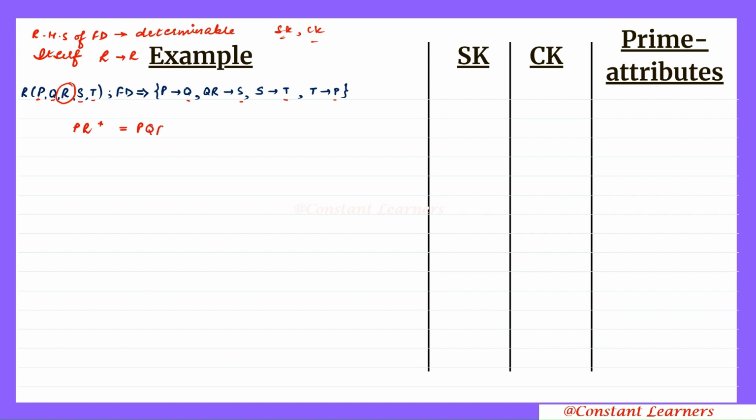Then R will determine itself, right? Now, if P determines Q and QR determines S, right? Then we can write that PR determines S as per the pseudo transitivity rule. It is important that we know all the Armstrong's axioms, okay? Because we are going to use only the Armstrong's axioms to solve these problems. So we need to know all of these Armstrong's axioms, right?